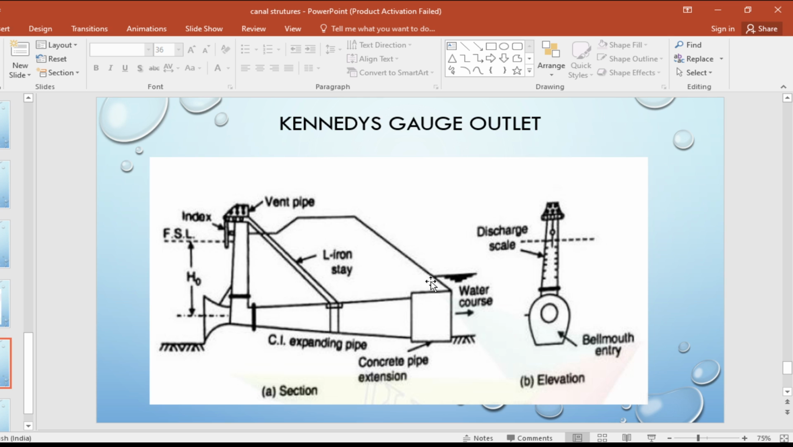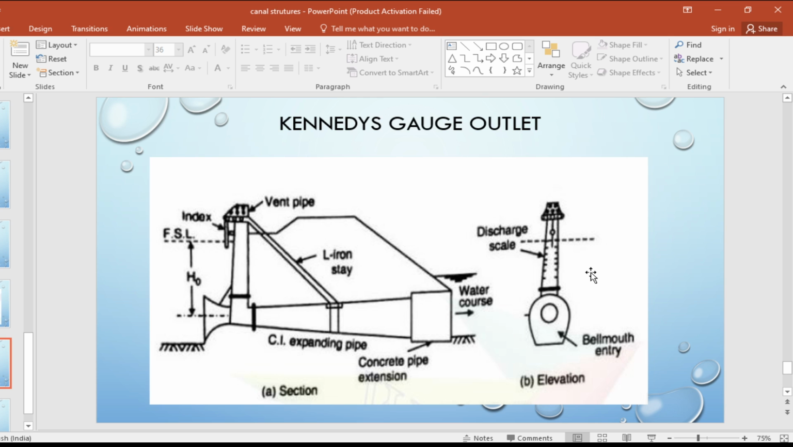This outlet is made up of cast iron, and it consists of three main parts: an orifice with bell mount entry here, a long expanding delivery pipe here, and an intervening vertical air column above the throat here. Okay, these are the three main parts of it.